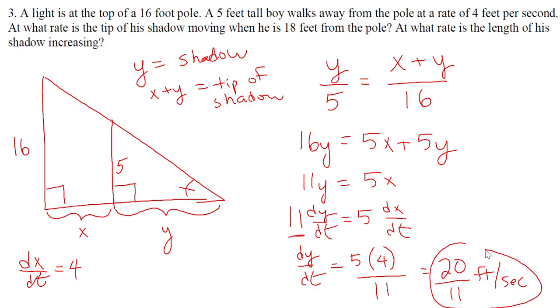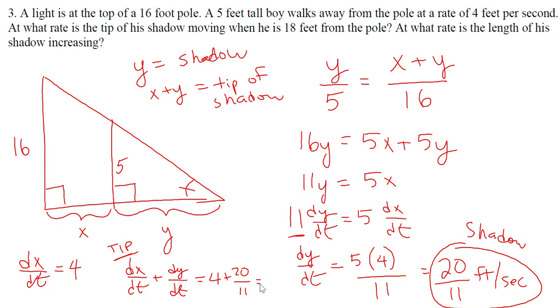And then in order to figure out how the tip of the shadow is increasing, well, that's just going to be dx/dt plus dy/dt. Right, this is the tip of the shadow. Right? This is the shadow itself. So that's just going to be 4 plus 20 over 11. Well, that's just going to be 64 over 11 feet per second. Right, so it's increasing more quickly because he's moving and the shadow is also lengthened. And that's it for number 3.